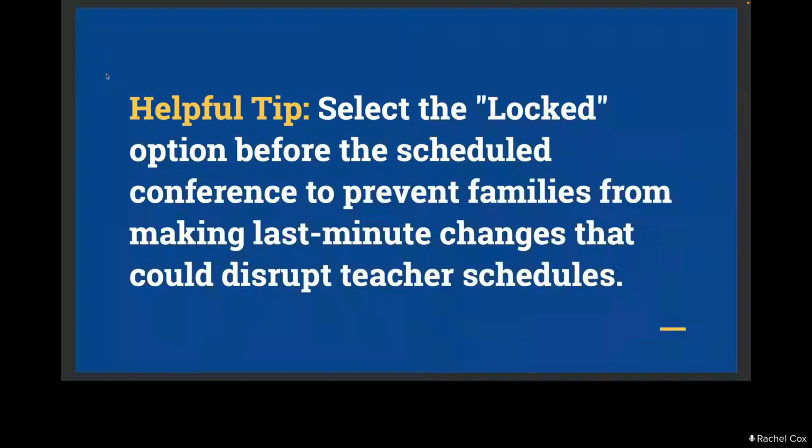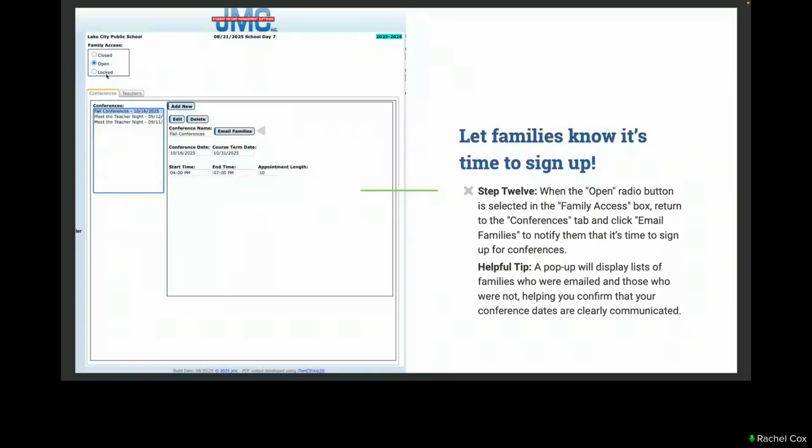And this is exactly what I was just talking about. Select that locked option before the scheduled conference to prevent families from making those last minute changes. Step 12, when the open radio button is selected in the family access box, return to the conferences tab and click email families to notify them that it's time to sign up for conferences.